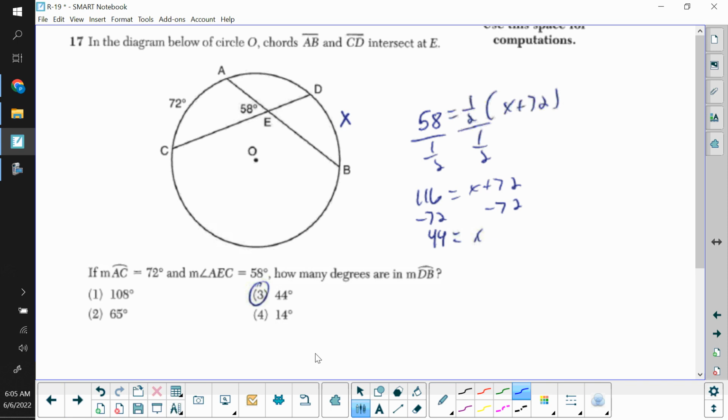Our rule here is the angle is equal to 1/2 arc plus arc. The angle should always be by itself. So we have 58 is equal to 1/2 x plus 72. We can divide the 1/2 over to give us 116 and subtract the 72 to get that the arc we're looking for is just 44 degrees.